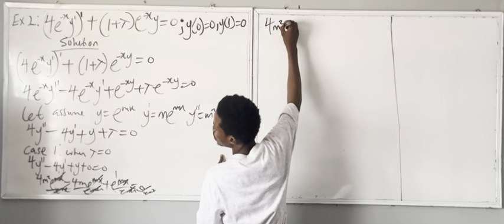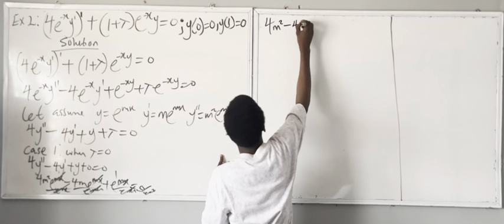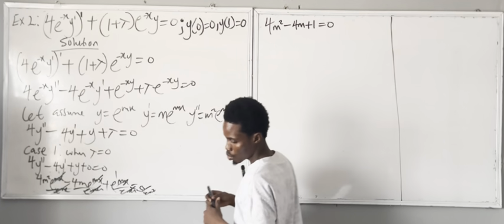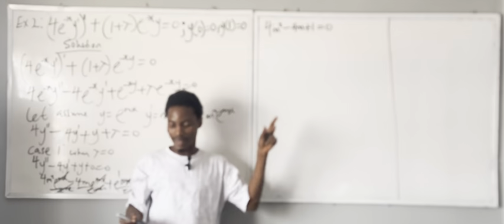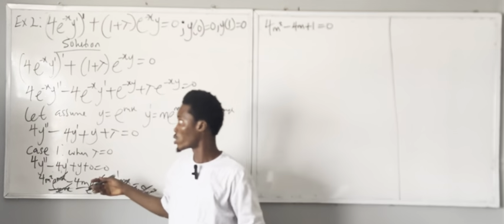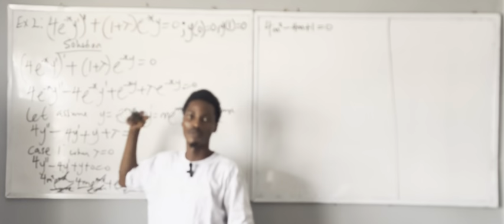4m squared minus 4m plus 1 is equal to 0. So you can see that this is an auxiliary equation. The reason why we are doing this is what? When solving a Sturm-Liouville problem, finding the eigenvalue and eigenfunction for this.